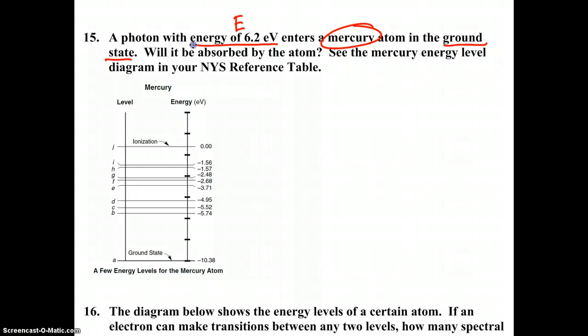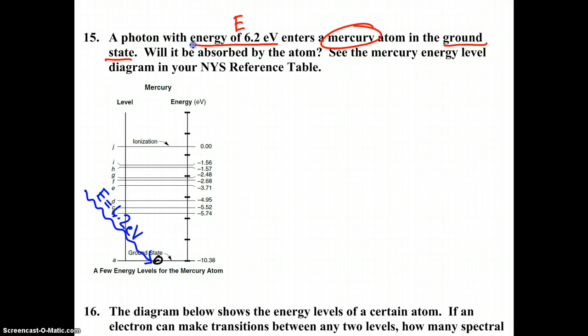And what I'm going to do is I'm actually going to draw on this one. I wouldn't recommend that you do that in your reference table, but if you want to sketch it in your work, that would be fine. And so what we have is an electron in the ground state as described in the question, and we have a photon, and I don't know what color it is, but I'll just use blue, that comes in and enters the mercury atom while the electron is in its ground state. And we're told that that photon has an energy of 6.2 electron volts.